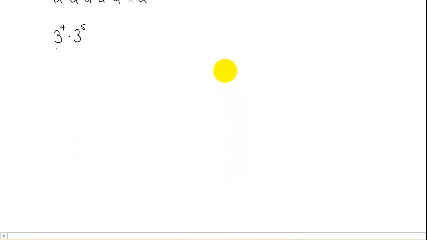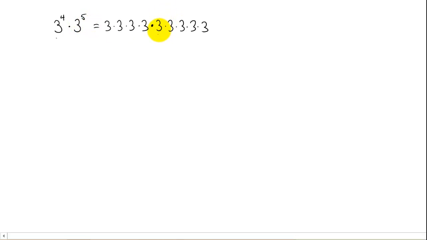Let's take a look. Well, what is 3 to the 4th power? Of course, it's just 3 times 3 times 3 times 3. And we're going to multiply that by 3 to the 5th power, which is just 3 times 3 times 3 times 3 times 3. So we took 3 to the 4th, and we're multiplying it by 3 to the 5th, and we get a whole lot of 3's there. How many are there? Well, there are 9, so we can write this whole thing as 3 to the 9th power.